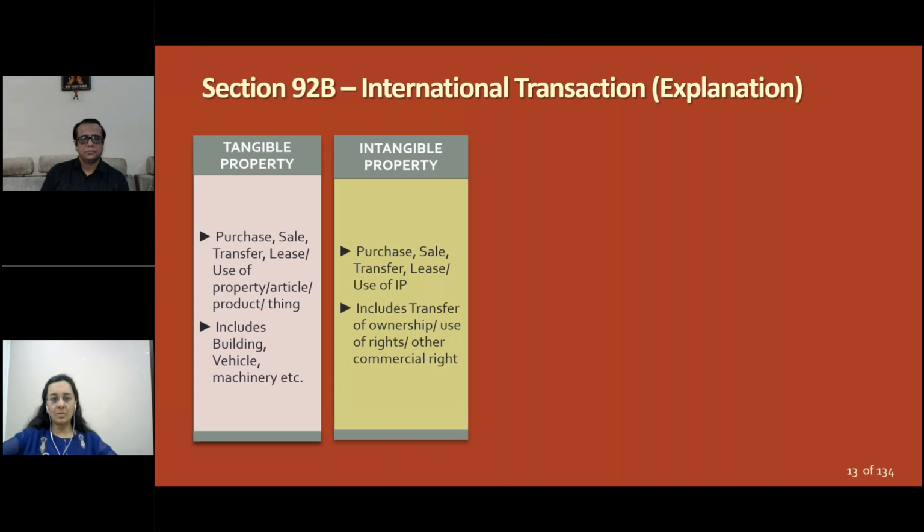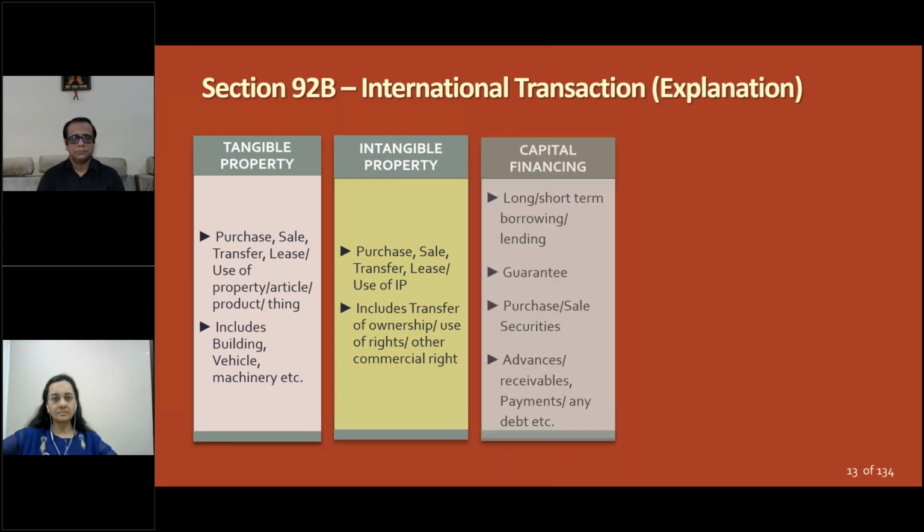What is intangible property? Again, purchase, sale, transfer, lease, use of intellectual property. And it includes transfer of ownership, use of rights, and other commercial rights. So it's a very wide definition of intangible property. And they have given an explanation also in the section to define what is intangible property. Then capital financing transactions: long-term, short-term borrowings, lendings, guarantees.